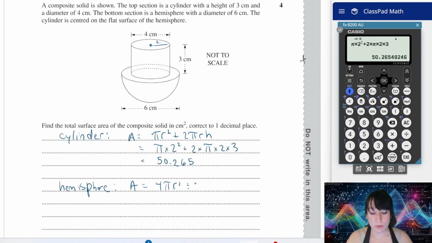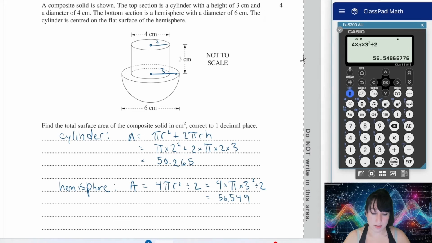I'll add divide by 2. You can also instead just times by a half. The radius of the hemisphere is 3. We're given the diameter being 6, so the radius is half of that, which is 3. So that's about 56.549.